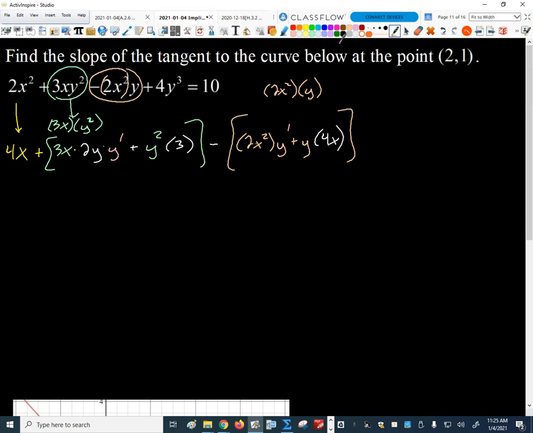Okay, now how about this guy right here? That's going to be an easier one, right? I don't need a product or anything there. Kyle, what's that going to give me if I differentiate 4y cubed with respect to x?